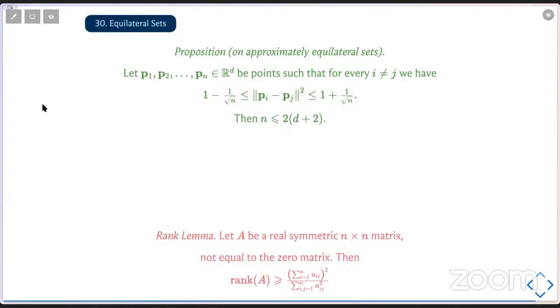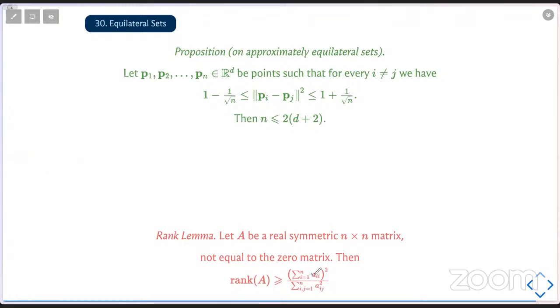For this, we are going to again rely on some linear algebra. Once again, in the interest of time, there are a couple of technical lemmas here that I'm going to take as a given. The first one, the so-called rank lemma, says that if you have a real symmetric n by n matrix which is non-zero, then the rank is lower bounded by this expression that you see on the right. I don't expect to have time to prove this, so I was even lazy and didn't put a proof on the slides.